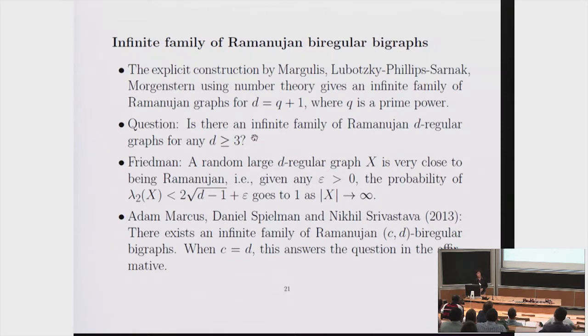Okay. When d equals 2, well, you just take the cycles. So that thing is obvious. So we assume d is at least 3.